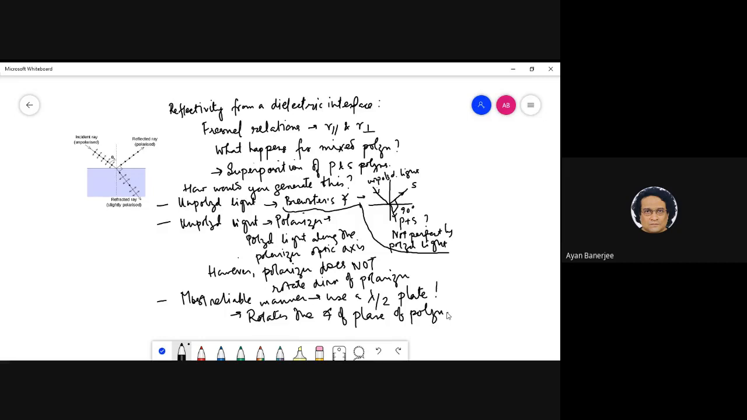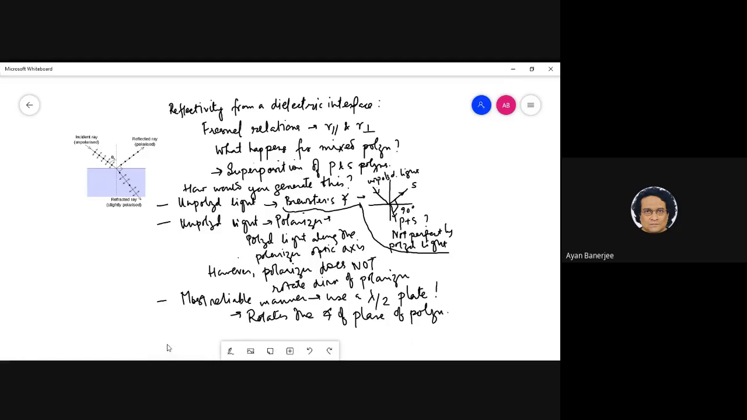But then what it does is, as you rotate the half wave plate, it will take the overall field vector and orient it in the direction of the half wave plate, right? So you can continuously rotate it just by rotating the optic axis, by rotating the half wave plate itself. Is that clear to everybody? Yes, that is exactly what the half wave plate does.